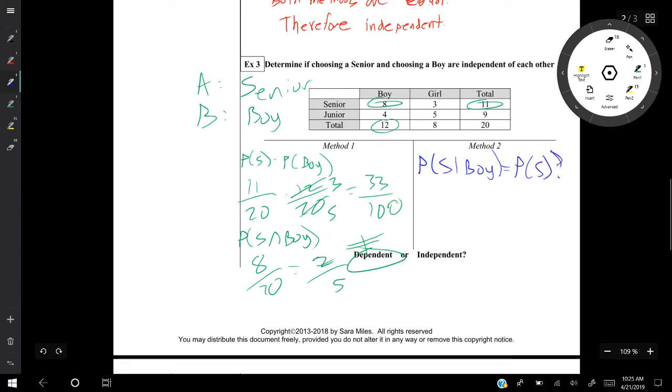So given a boy, that's 12. 8 of them are seniors. Probability of senior is 8 out of 20. Whoops, those aren't equal. So dependent.